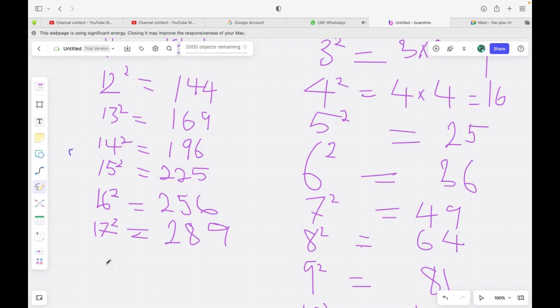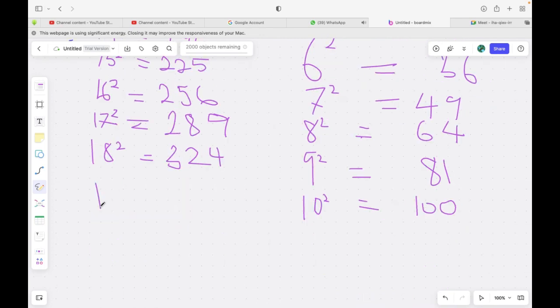18 square is what? This one will get up to 300. You see, 18 square is 324. 19 square is what? 361, right? You need to know this number. 20 square is what? 400. 20 square is easy, right? You square 2, you get 4. Once 0 is squared, you get 2 zeros.